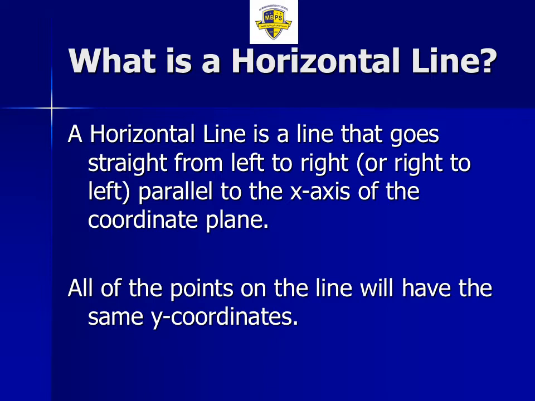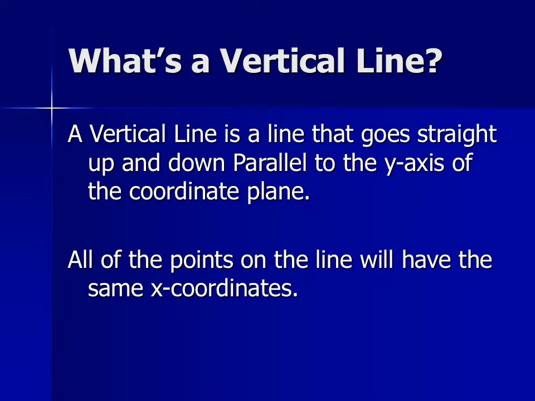Now, let's revise what is a horizontal line. A horizontal line is a line that goes straight from left to right or right to left, parallel to the x-axis of the coordinate plane. All of the points on the line will have the same y coordinates. What's a vertical line? A vertical line is a line that goes straight up and down, parallel to the y-axis of the coordinate plane. All of the points on the line will have the same x-coordinate.